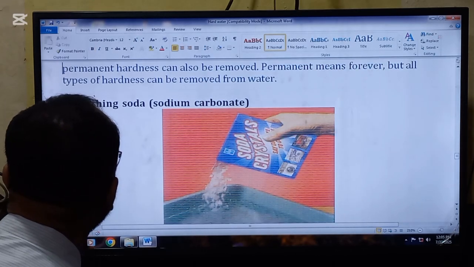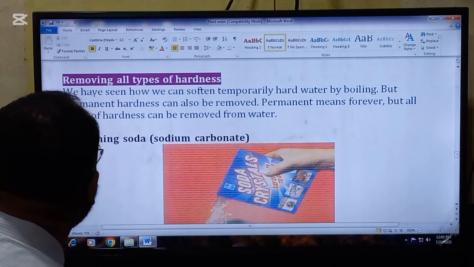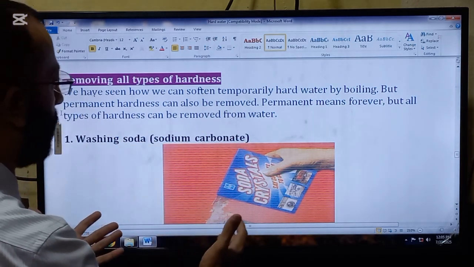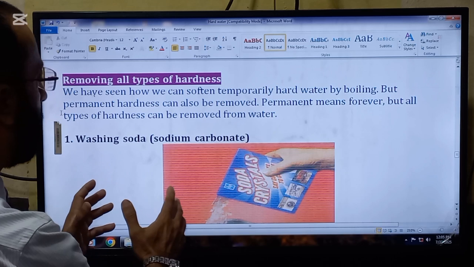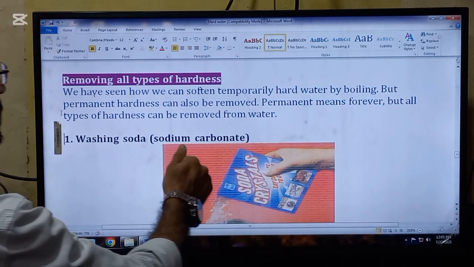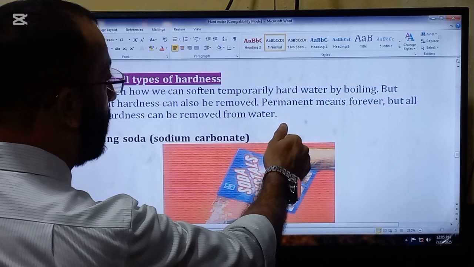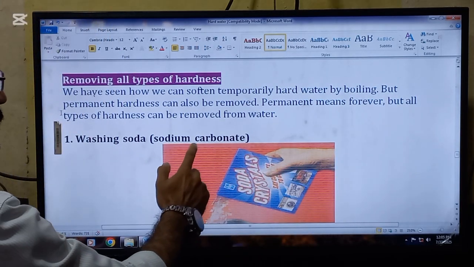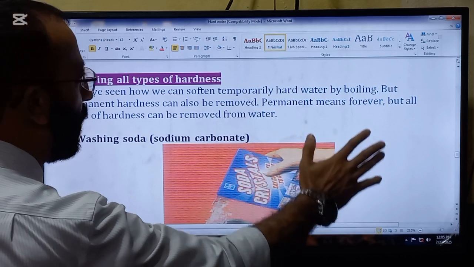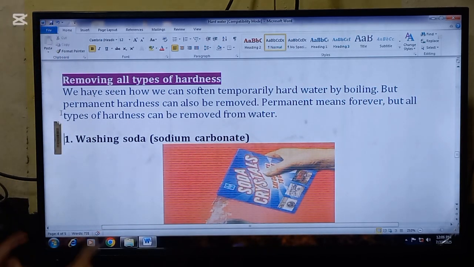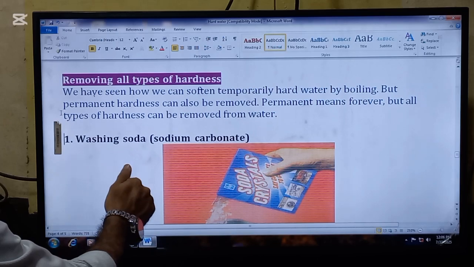Now we are going to discuss methods of removing all types of hardness, either temporary hardness or permanent hardness. We have seen how we can soften temporarily hard water by boiling, but permanent hardness can also be removed. Permanent means forever, but all types of hardness can be removed from water. The first method is washing soda.